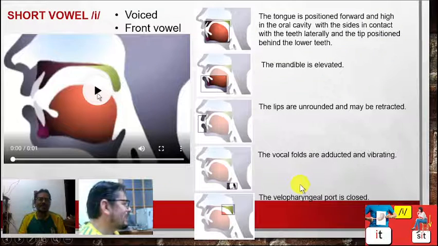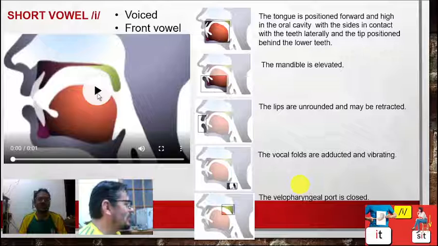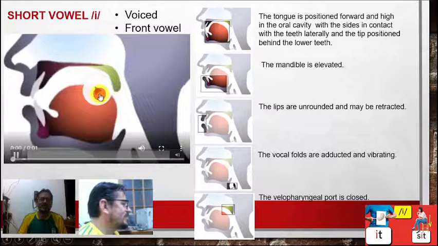Let's start with the short vowel E. It is a voiced sound, and it is a frontal vowel too. Let's hear it.